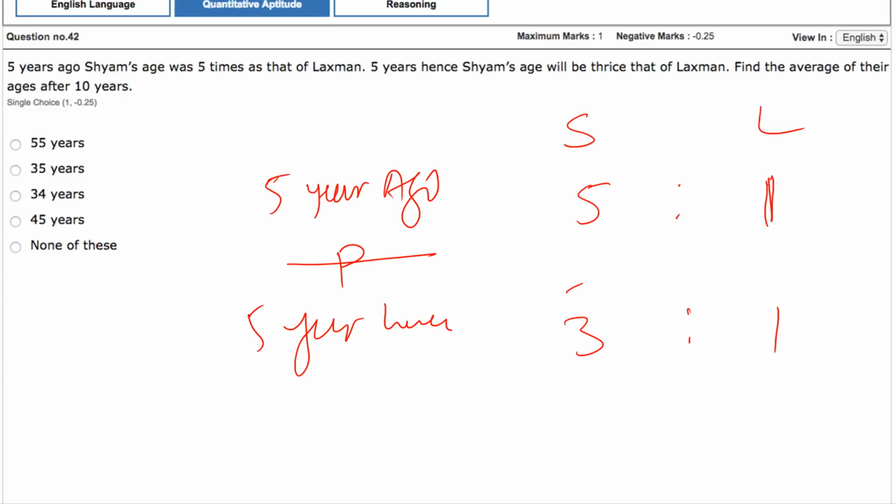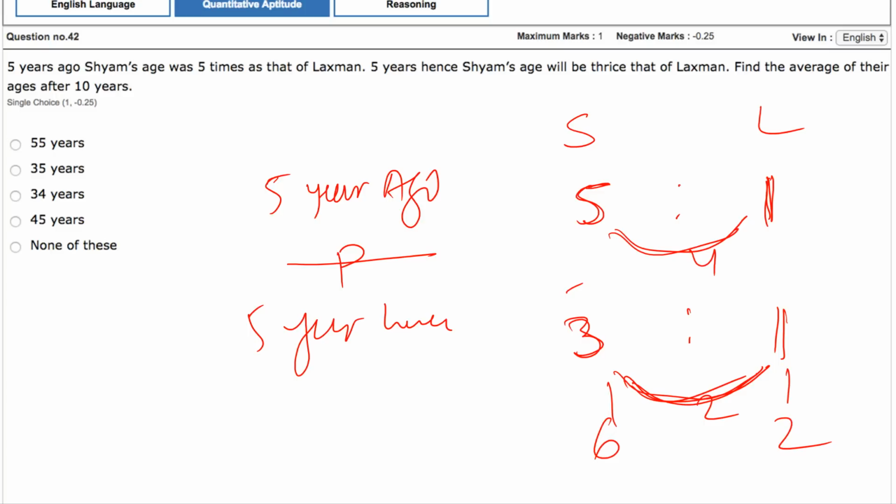So if Shyam's age is 5, Lakshman's age is 1. Now in all these questions, what did Abhishek sir tell you? You have to make their difference equal, right? This is what you are supposed to do. How can we quickly do it? The difference here is 4, here it is 2. Immediately we can see if we just multiply it by 2, our problem is solved.